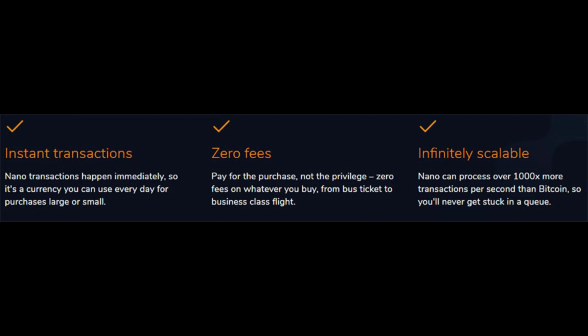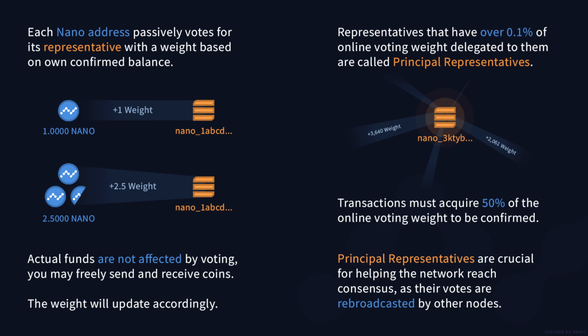Nano reaches consensus through a variant of delegated proof of stake called open representative voting. In this form of consensus, voting weight is distributed so that Nano token users choose which representative node they wish to represent their vote. In the event that two contradictory transactions are broadcast to the network, such as in double spend attempts, nodes vote for one of them and broadcast their vote to the other nodes. The first transaction to reach 51% of the total voting weight is confirmed, and the other is discarded.